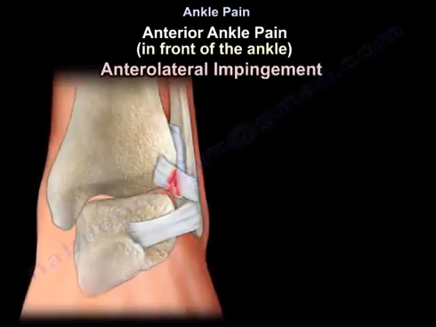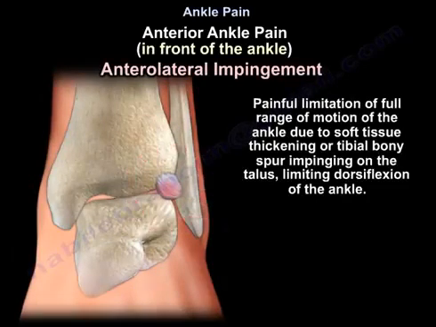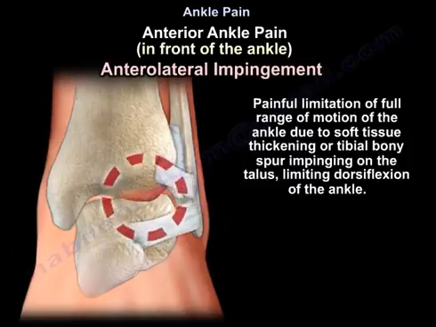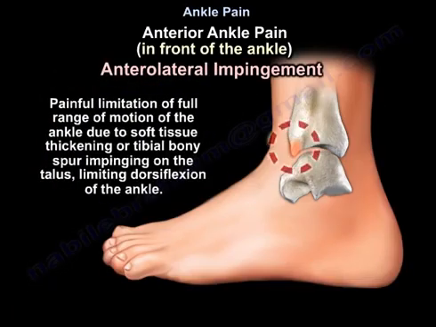Anterolateral impingement means there is painful limitation of full range of motion of the ankle due to soft tissue thickening or tibial bony spur impinging on the talus, limiting dorsiflexion of the ankle.